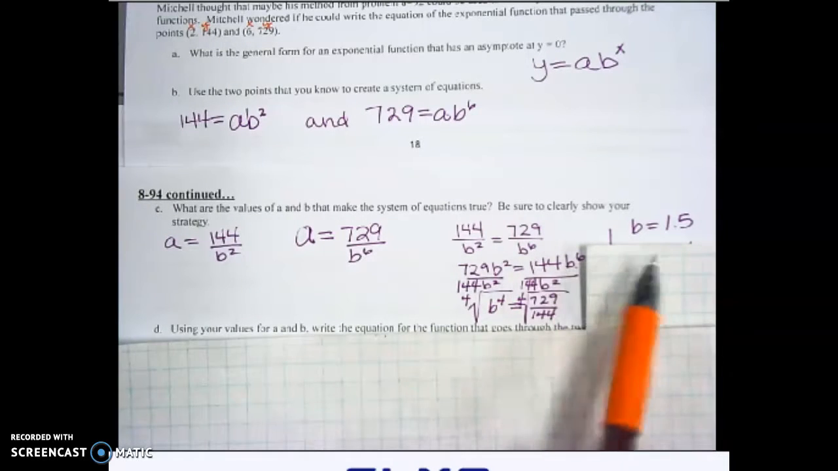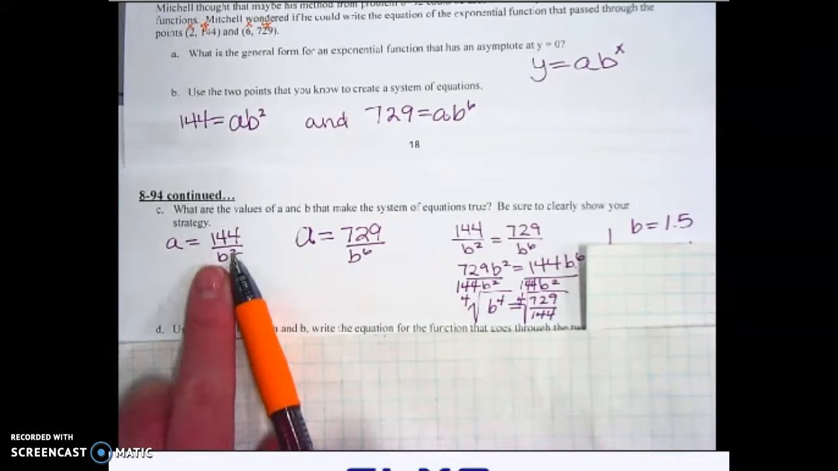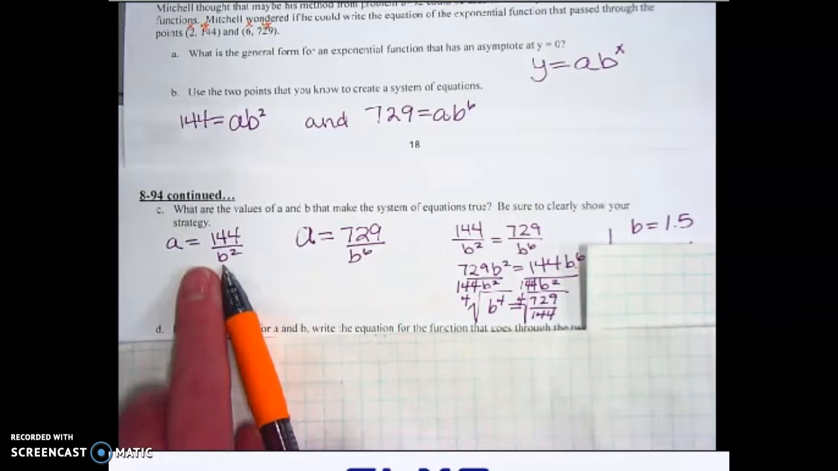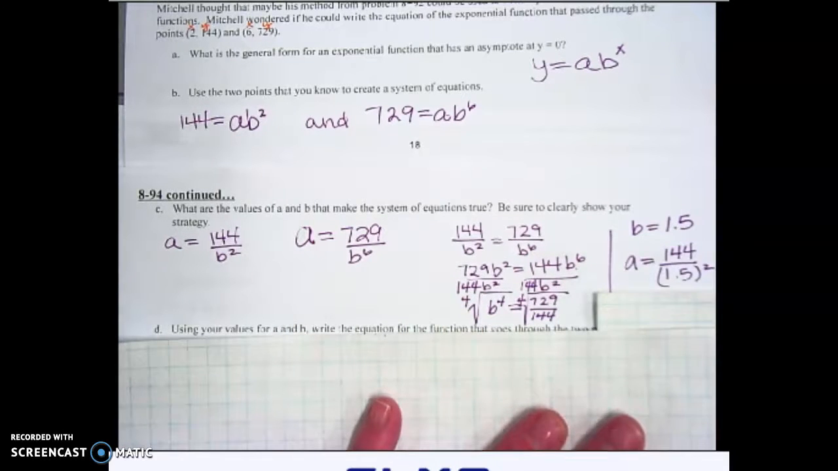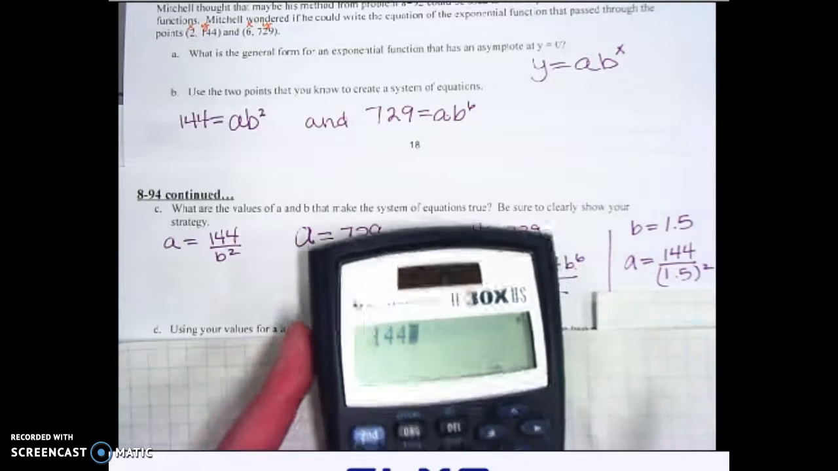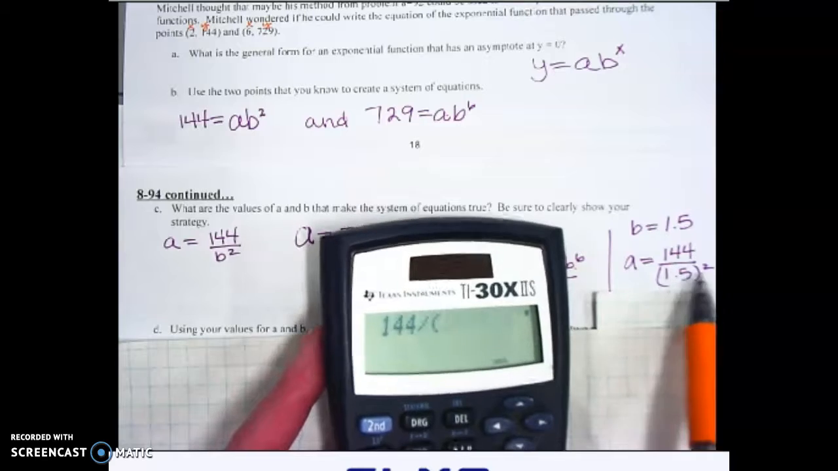Now we need to get our A. So to get A, you can either choose this first equation or this second equation. I think the first one looks slightly easier, right? Okay, slightly easier. I'm going to plug in the 144 over 1.5 squared. And again, I'm going to let the calculator do all my work. I'm not going to try and figure it out. I'm going to say 144 divided by this denominator of 1.5 squared.